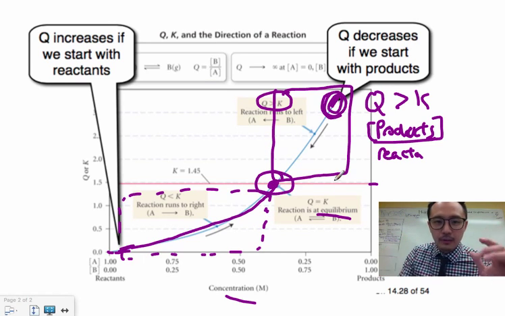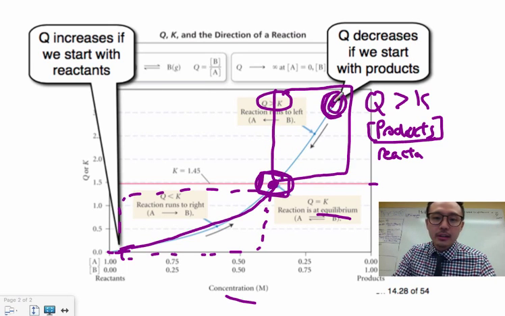Remember, the purpose of your reaction is to reach equilibrium, which is the intersecting point. So if you have too many of your products, it has to drop down to make more reactants. If you have too many reactants, which is Q is less than K, you have to make more products to reach back to that point.